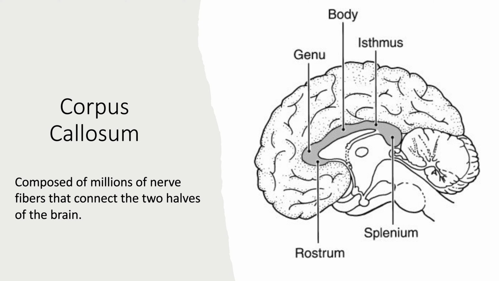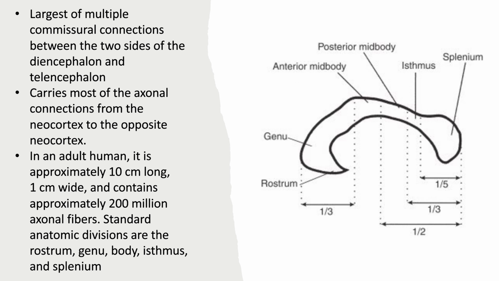This image shows a sagittal section of the brain, which is a slice that runs from front to back on a vertical plane. This slice passes through the midline. The large curved structure in the middle of the brain is the corpus callosum.